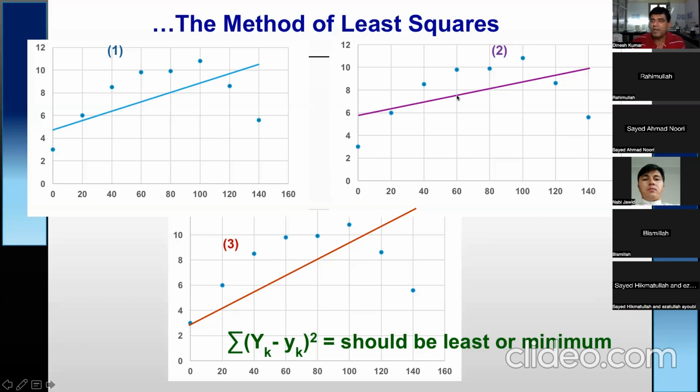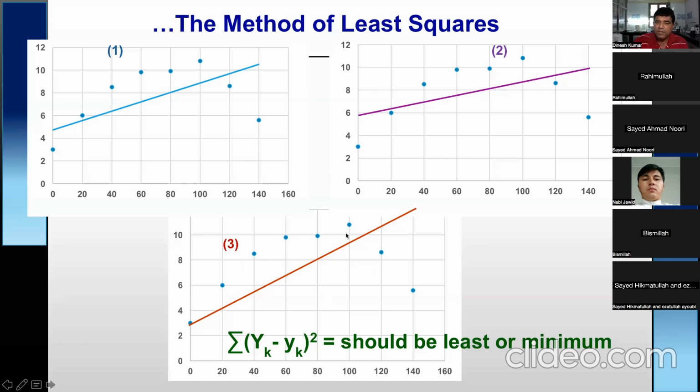Similarly, let us take another equation. This line, I assume, is a better fit. So the same operation I will do here: this value minus this value, and square every difference, and make the total of all. Similarly, for the third line, you do the same exercise. So here also there will be a total sum of squares of differences of observed and predicted values.